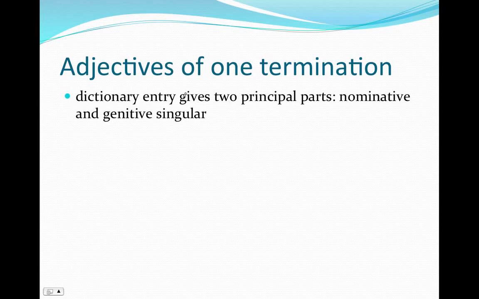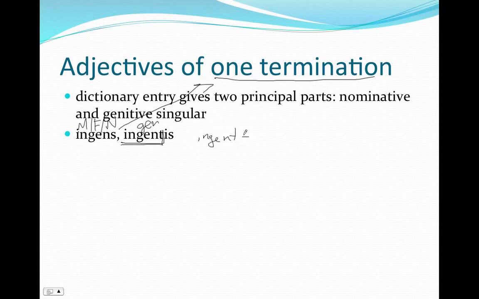The dictionary entry is going to actually give you two principal parts. Even though it says one termination, we're going to get two principal parts. We're going to get a nominative and a genitive singular. And both of these are going to be important. So for example, ingens, this is the masculine, the feminine, and the neuter nominative singular. Right? This is where we get the term one termination. And then the genitive for all those genders. And the genitive is important because we're going to get our stem from the genitive. So ingens, ingentis, stem, ingent.